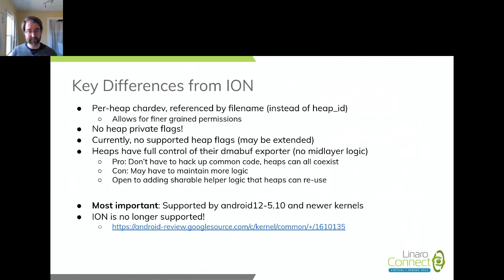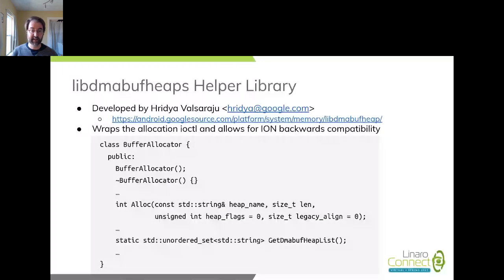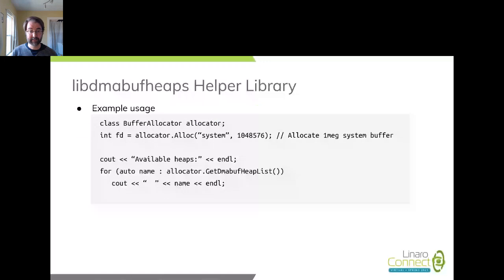If you want something nicer, Google has implemented the libdmabufheap helper library, which basically wraps this allocation ioctl, but I think also more importantly, provides some backward compatibility with Ion. Here's a really brief class description, and here's example usage. You instantiate your allocator and then call allocate on it, passing it the heap name and the size that you want to allocate. And that'll provide a DMA buf result.